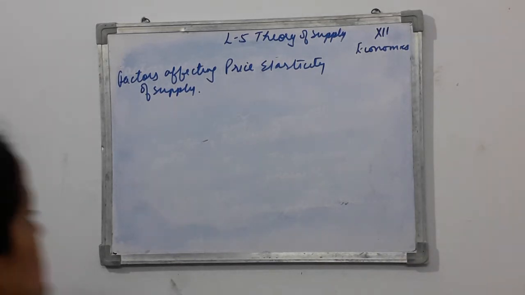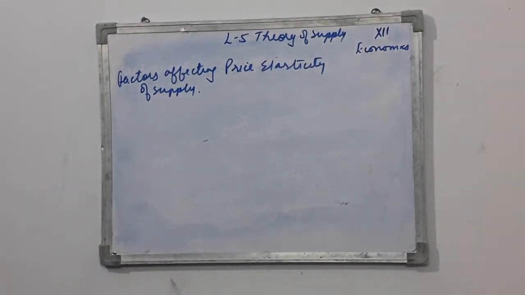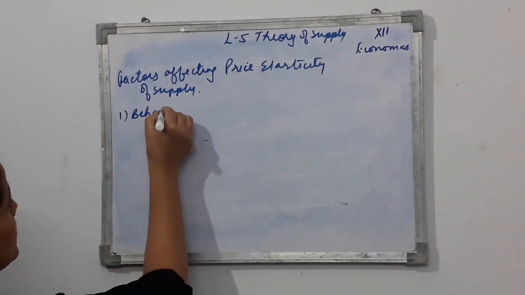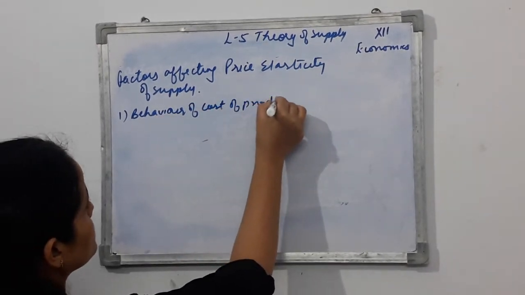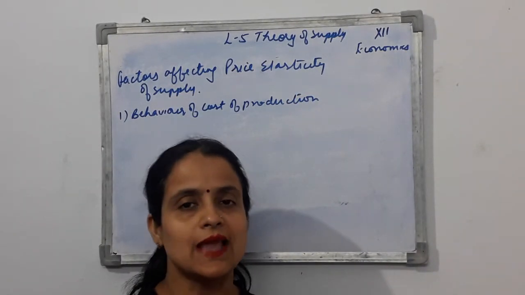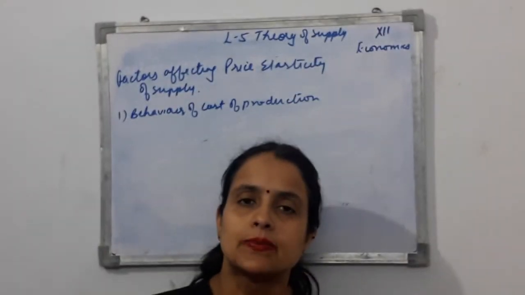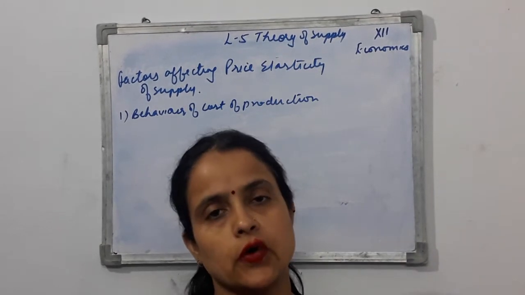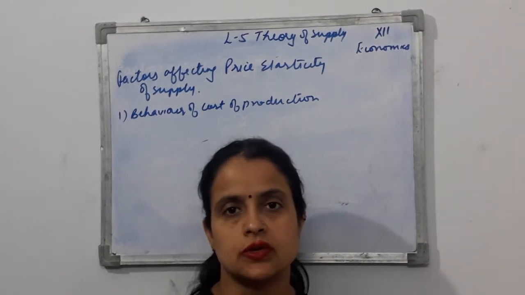So the first factor which affects your price elasticity of supply is behavior of cost of production. Now what does this mean? This means that if the cost of production is high, then obviously the supply is going to be low, because if the cost of production is high, it becomes difficult for the producer to manage the cost, right?